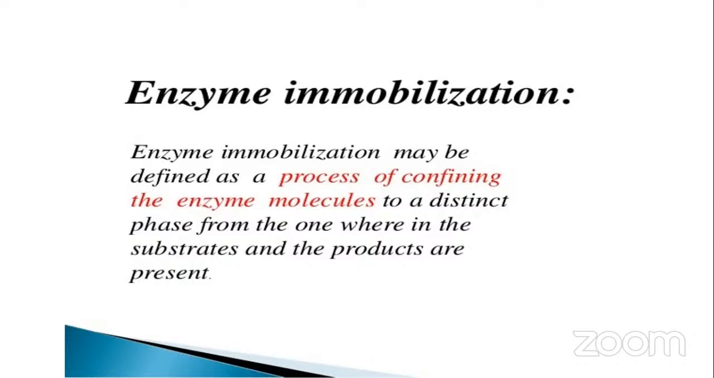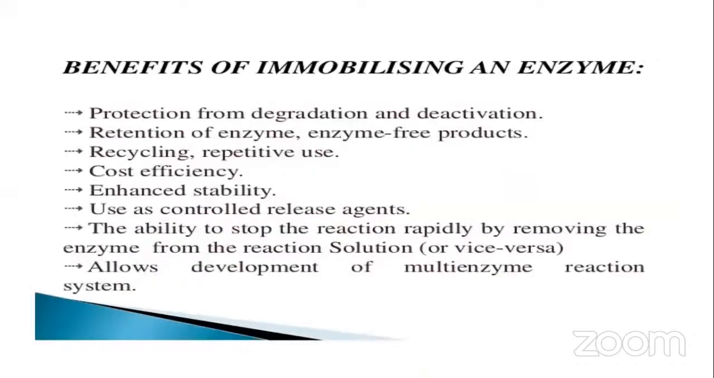So this is the process of confining the enzyme molecule. Normally in solution, enzymes or any molecule keep moving within the solution. Whereas once you immobilize, it does not move. There is no freedom of movement. So this, to a distinct phase from the one wherein the substances and substrates and products are present, that process is called immobilization. How do we do that?